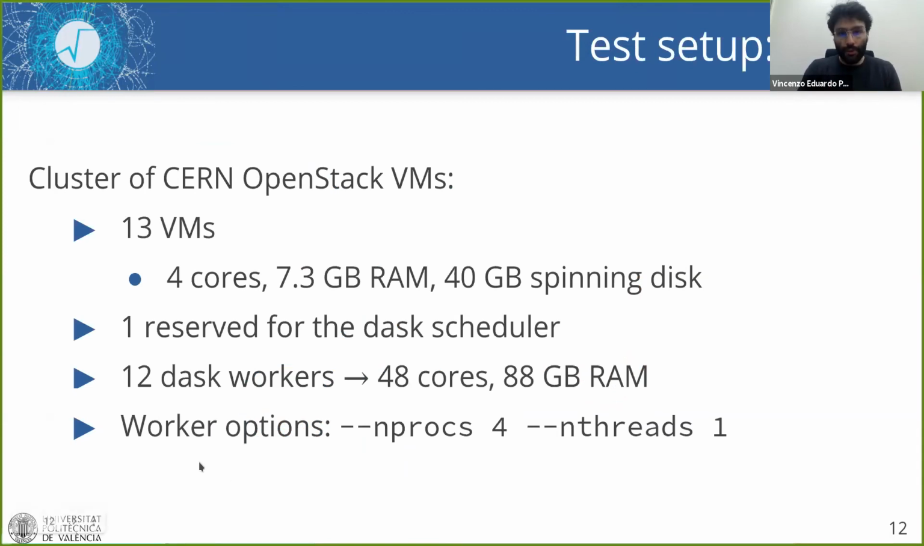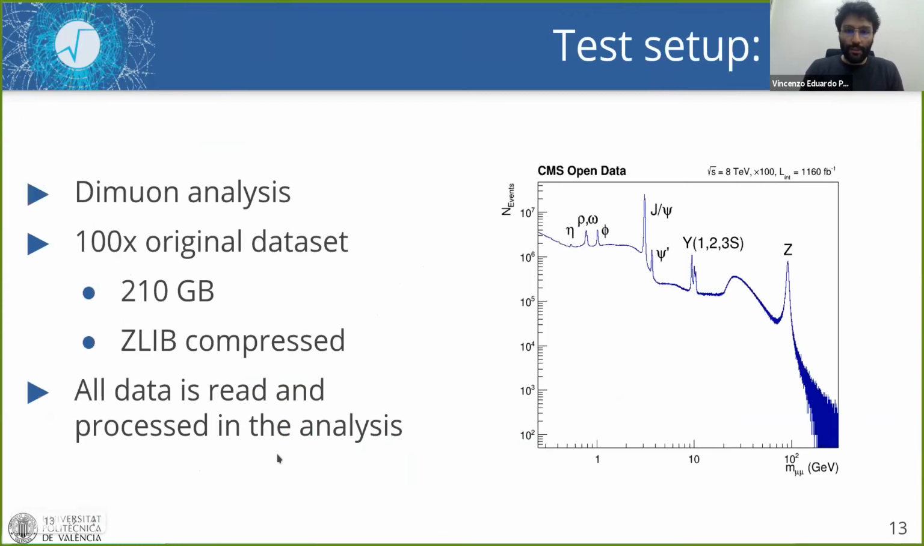We also configured the workers to use multiprocessing rather than multi-threading, because we saw with our tests that, for some reason that we are still not sure about, the multiprocessing configuration was a bit faster than the multi-threading configuration. And for the dataset itself, we took the same analysis and the same dataset, but we replicated the dataset 100 fold. So this means that we will actually read and process 200 gigabytes of data in this case.